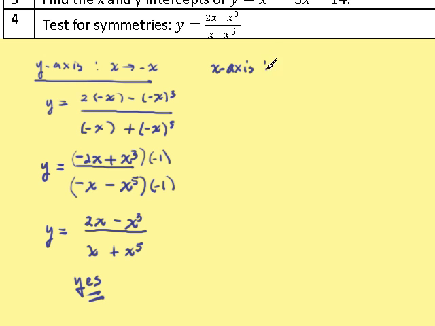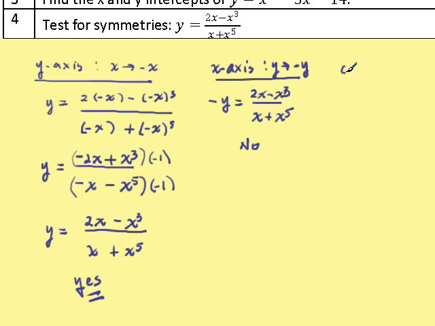Now let's do x-axis symmetry. Well, then we would just replace y with minus y. And here we see right away that the result is not the same as the original. So for x-axis symmetry, the answer is no.